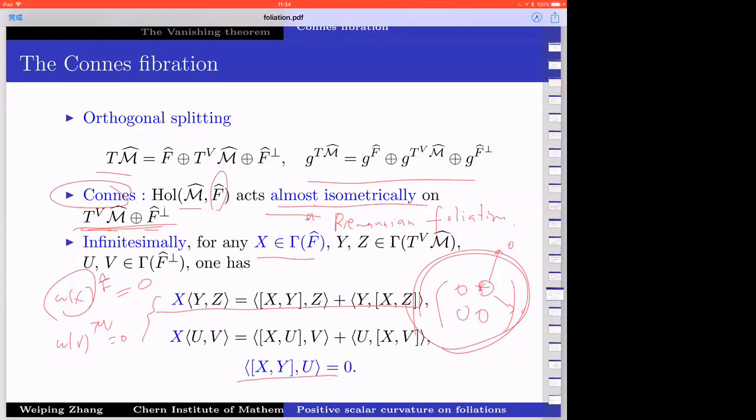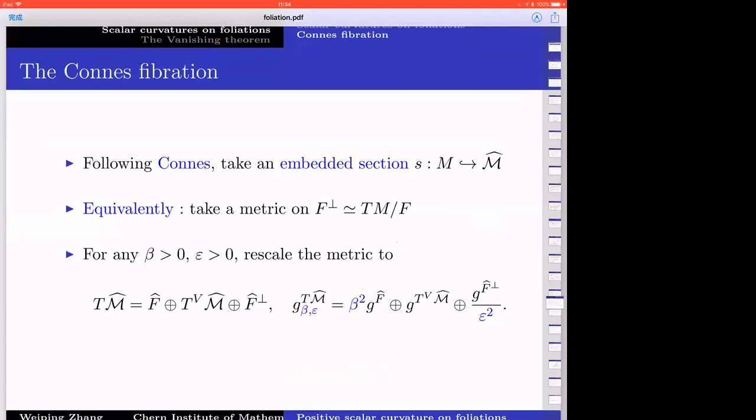Then also following Connes, we take an embedded section. We recall that this M hat, this is M. We take an embedded section S. This can be done by taking a metric on the transverse bundle on the base. Then by definition, every point on the base defines a point on the fiber. In this way, we define a canonical section here. And we also rescale the metric. Since the transverse bundle is a direct sum of two sub-bundles, we introduce two parameters, beta and epsilon. So this is all the structure we need.